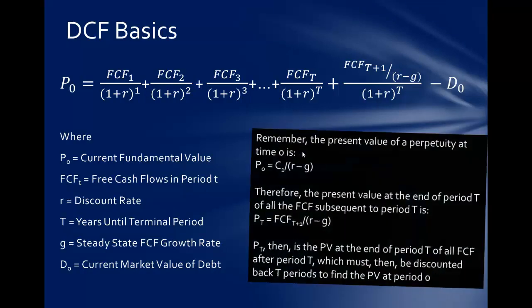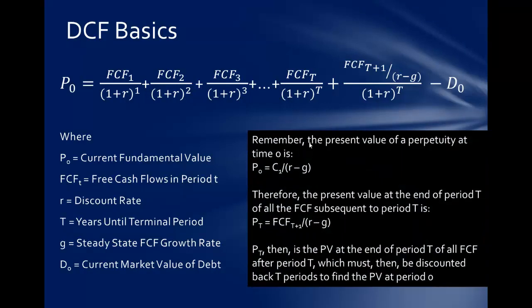So let's remind ourselves. We know from previous classes that the present value of a perpetuity at time 0 is calculated by taking the cash flows in the first period divided by the discount rate minus the steady state growth rate. The key there is that the present value right now involves the cash flow in the next period.